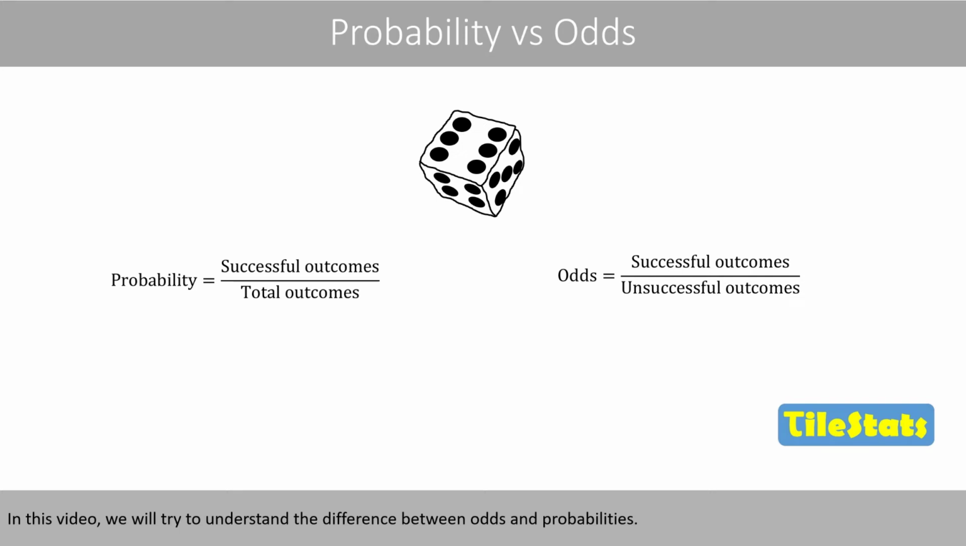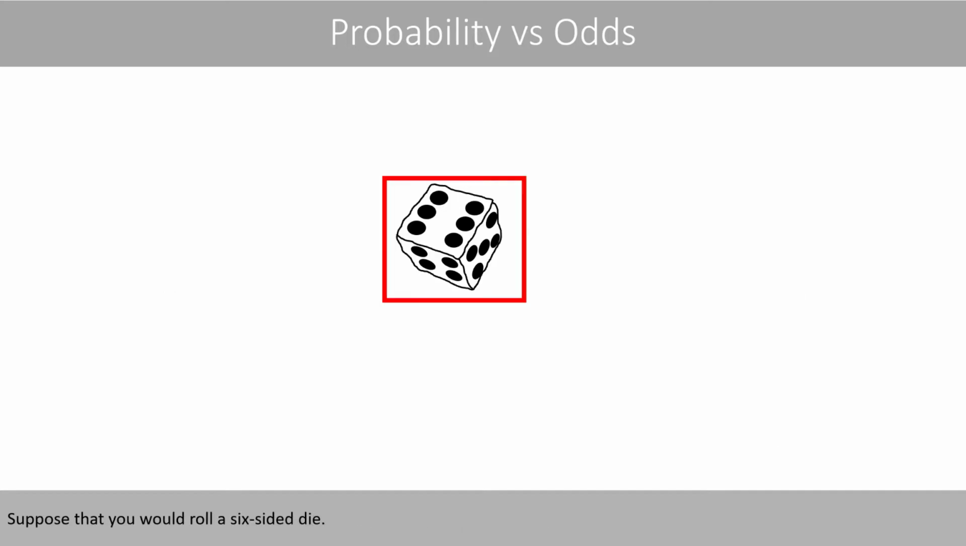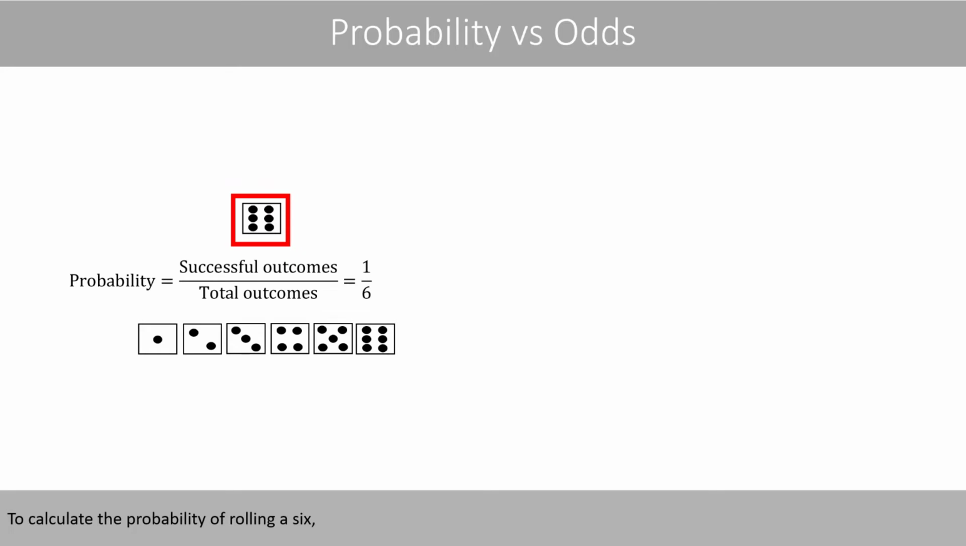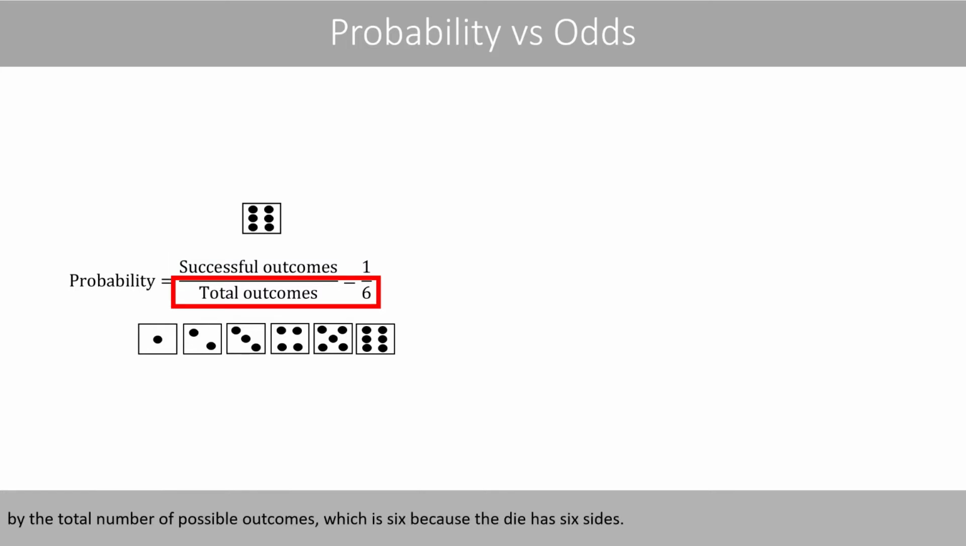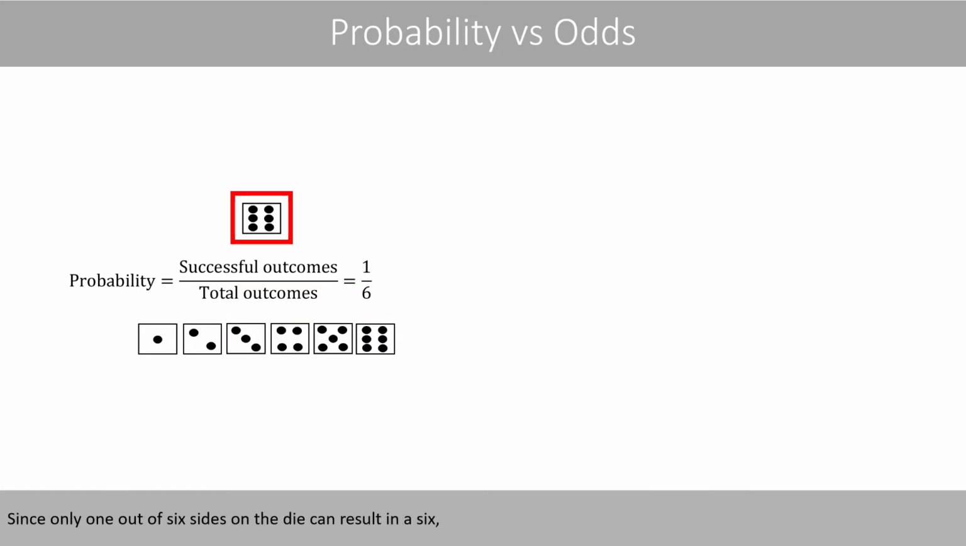In this video, we will try to understand the difference between odds and probabilities. Suppose that you will roll a 6-sided die. To calculate the probability of rolling a 6, we divide the number of possible successful outcomes by the total number of possible outcomes, which is 6 because the die has 6 sides. Since only 1 out of 6 sides on the die can result in a 6, the probability of rolling a 6 is 1 over 6.